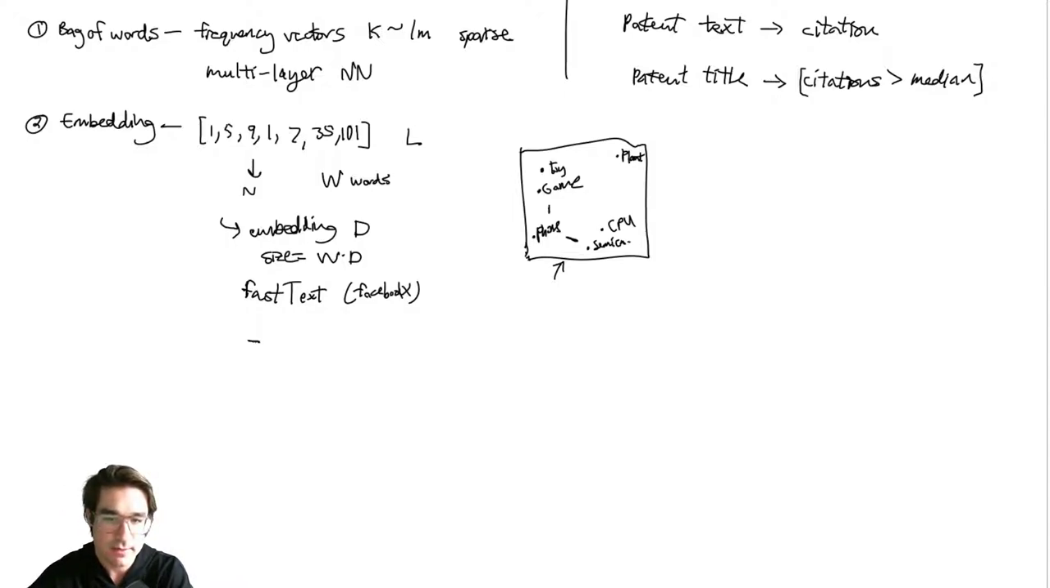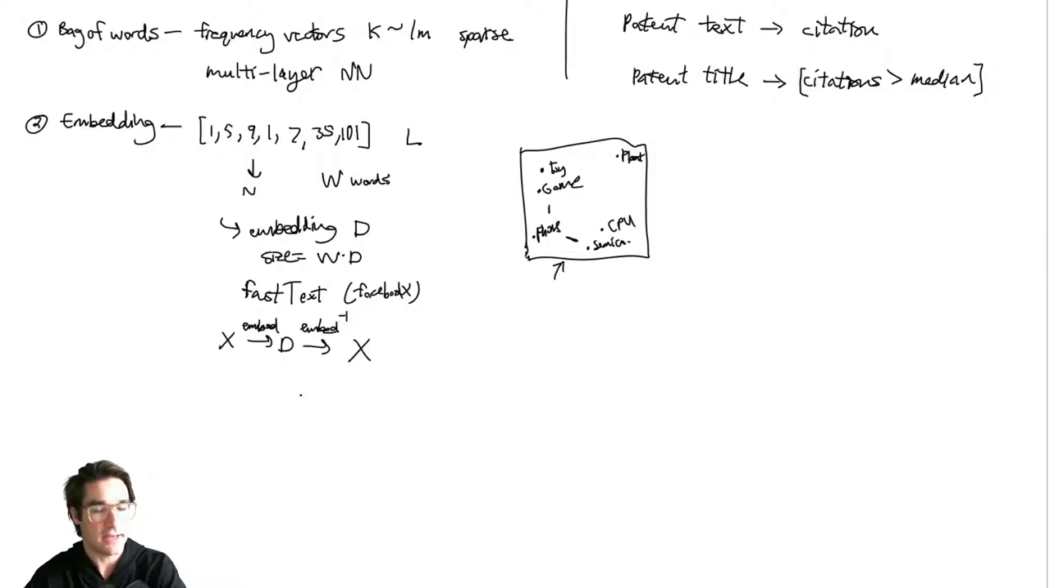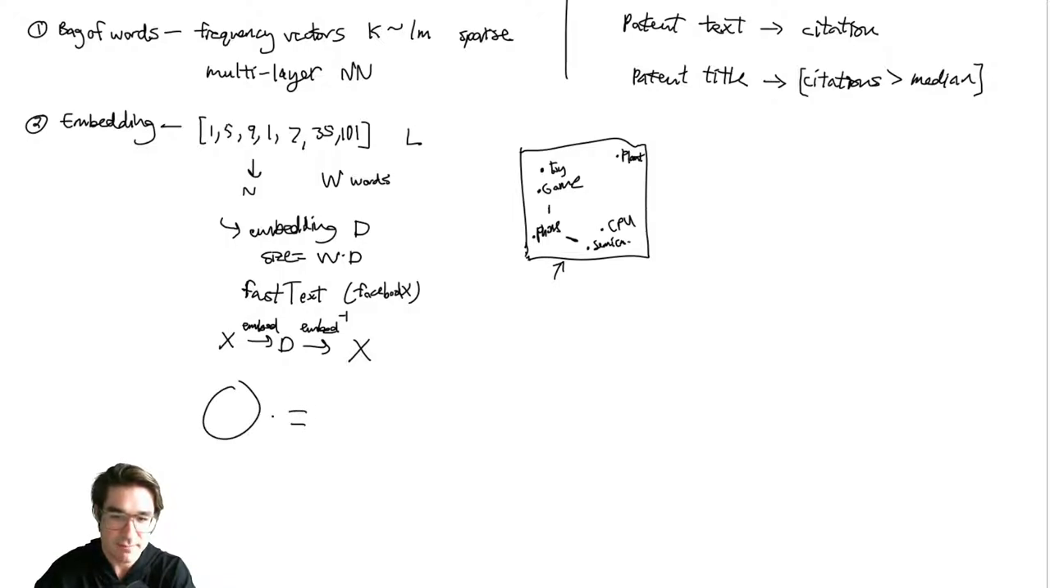An autoencoder maps from X to a dimension D. You map all of Wikipedia with some embedding into dimension D, and then you map it back with some inverse embedding back to X, and try to get good predictive error. You're essentially taking Wikipedia, passing it through a very small hole, and then trying to recreate Wikipedia on the other side.